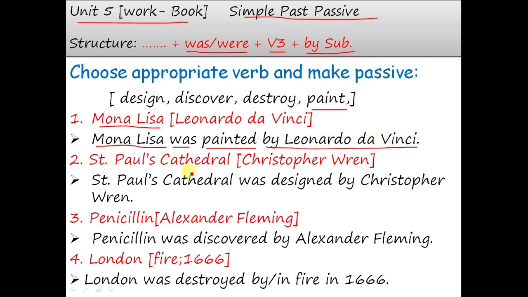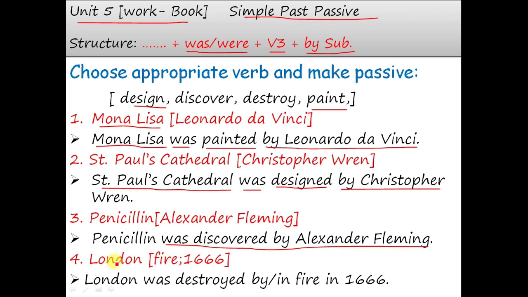Similarly, St. Paul's Cathedral, Christopher Wren. This is a building, therefore it is designed. So design is the appropriate verb here. So let's make passive. Begin with St. Paul's Cathedral. St. Paul's Cathedral is singular, therefore was, and V3 designed by Christopher Wren. St. Paul's Cathedral was designed by Christopher Wren. Penicillin, Alexander Fleming. So penicillin, yes, it is discovered. So penicillin was discovered by Alexander Fleming.